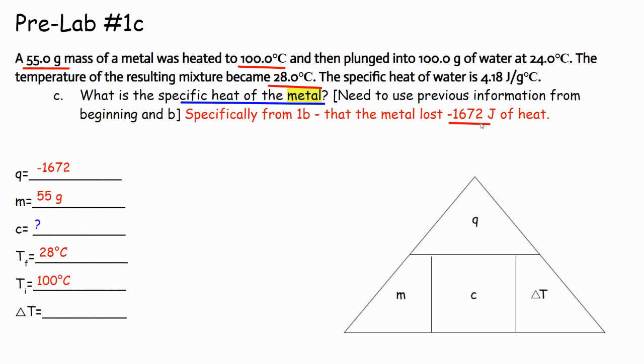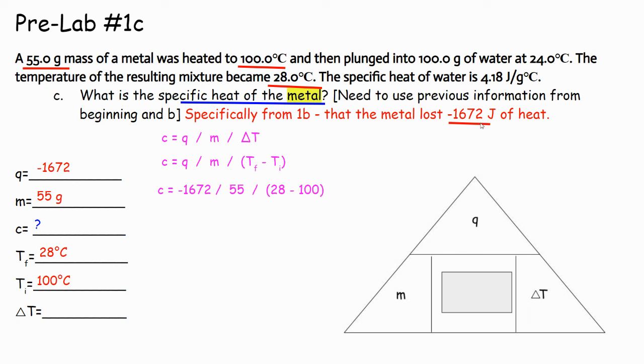We are being asked to find specific heat. So we're looking for C. So once again, we cover up C. Notice how it's top and bottom, so it's Q divided by M divided by delta T. So C is equal to Q divided by M divided by delta T, because you're taking the Q and dividing by both numbers, and that's just the easiest way to do it. That's what you're doing. So Q divided by M divided by final minus initial. Our Q this time is negative.